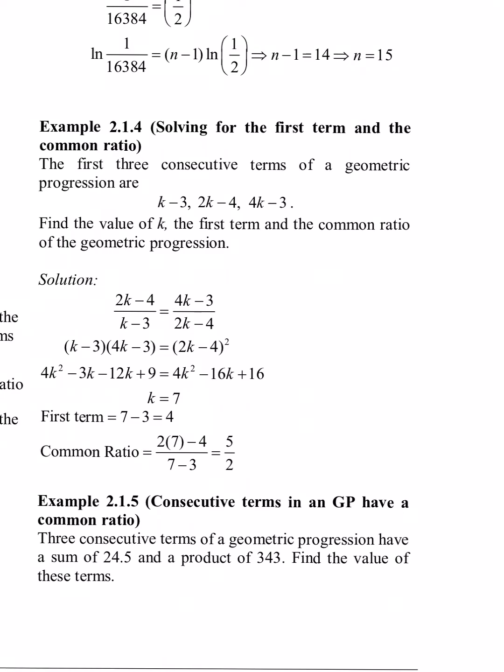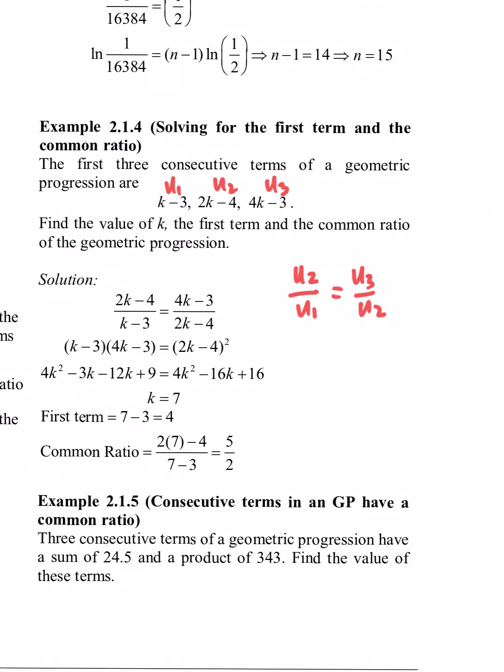In this question, we are given the first three consecutive terms of a GP. So if I denote these by U1, U2, and U3, what is the relationship between the three terms if they are in GP? It will be U2 divided by U1 equals U3 divided by U2. So why is the ratio the same? Because this is a common ratio.